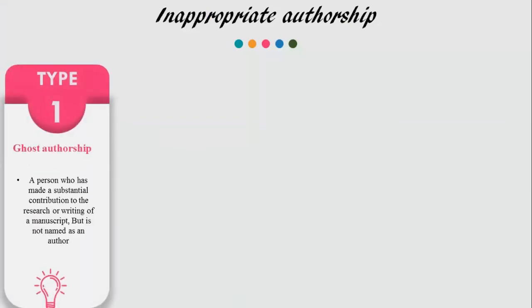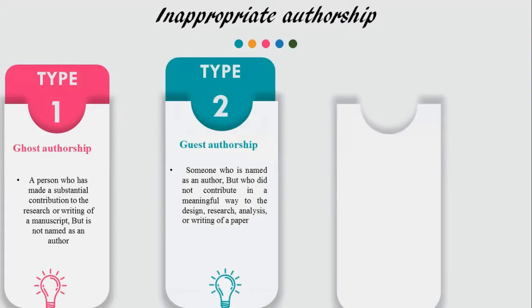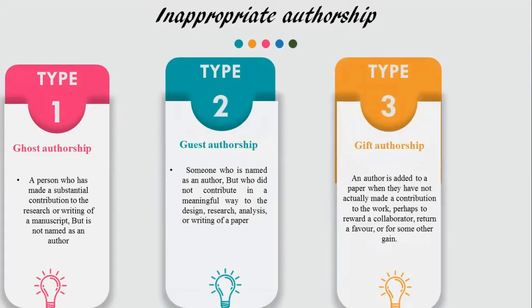Now let me come to the inappropriate authorship. In inappropriate authorship, we have generally three types of authorships. The first one is called ghost authorship, second guest authorship, third is gift authorship. Now let us see what is a ghost authorship. Here a person who has made a substantial contribution to the research or writing of the manuscript is not named as an author. So that is ghost authorship. The person does work, but he does not get acknowledgement of the work as an author.